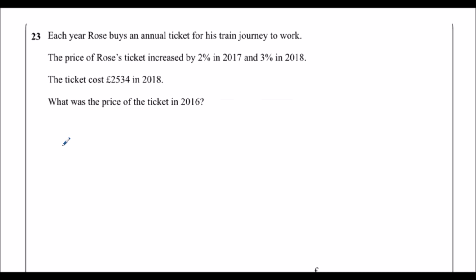Question 23. Each year Rose buys an annual ticket for his train journey to work. The price of Rose's ticket increased by 2% in 2017 and 3% in 2018. The cost of the ticket is £2,534 in 2018. What was the price in 2016? So there have been 2 percentage changes that have happened. 2% was added on, and then 3% was added on, and now we've got this number. So we need to go back step by step. So we need to undo the 3% increase, work out what that price was, and then undo the 2% increase.